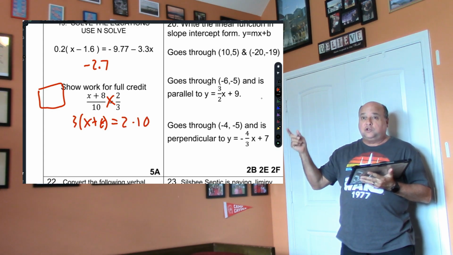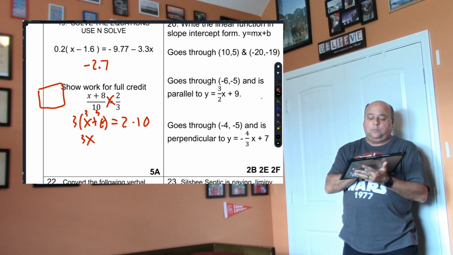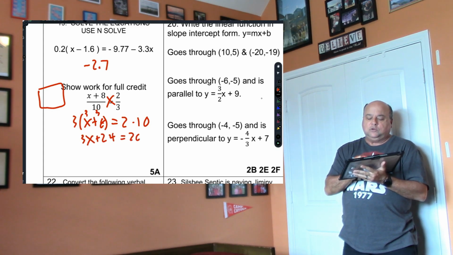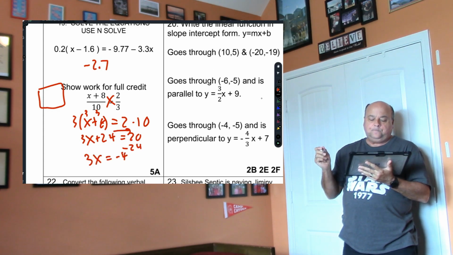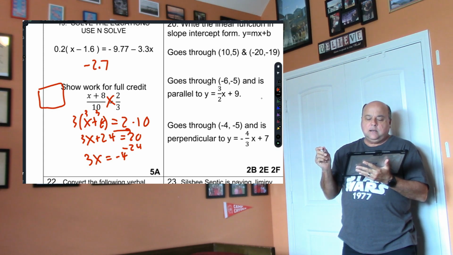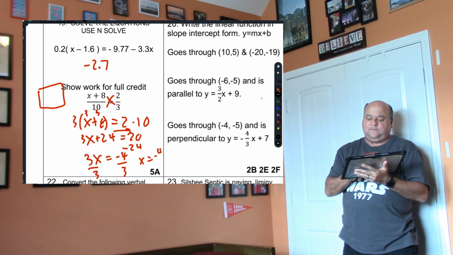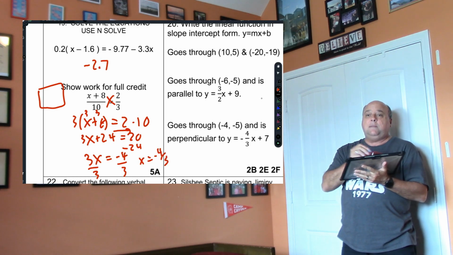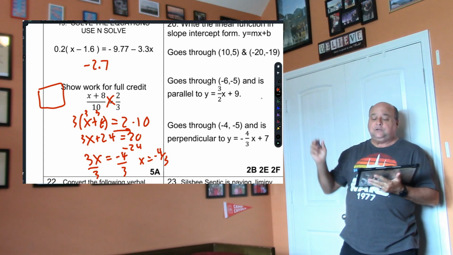Y'all got to get where you can start doing this by hand. We're going to distribute the 3, or bluebell trick it, equals 20. Move over the 24, and I'm going to get 3x equals negative 4. And I'm going to divide both sides by 3, and I'll get x equals negative 4 over 3. In InSolve, it might be negative 1.333. So that would be that answer.